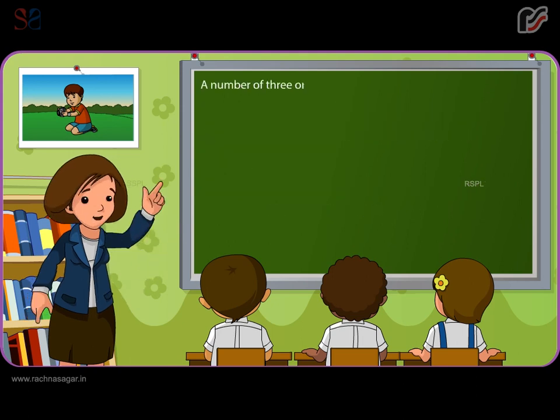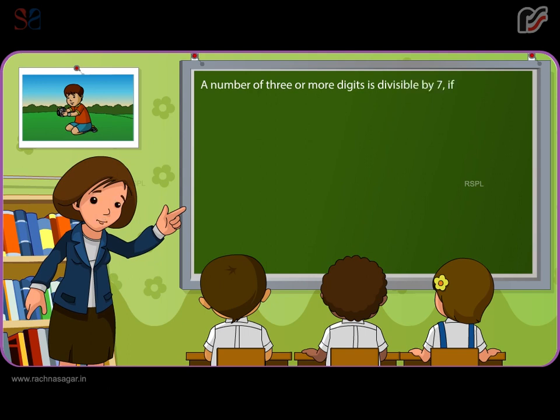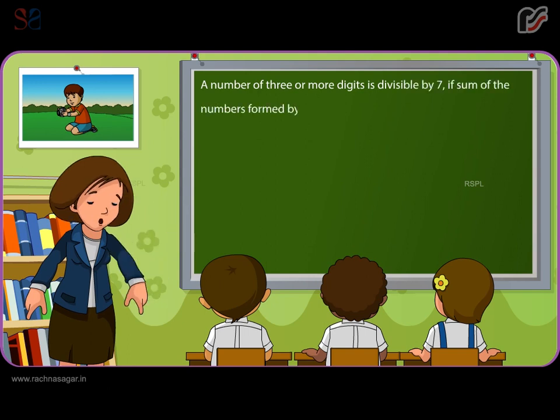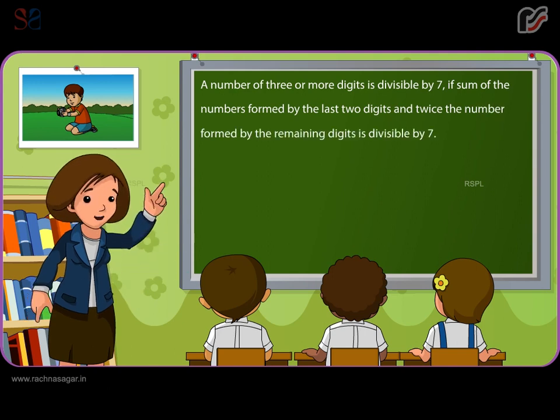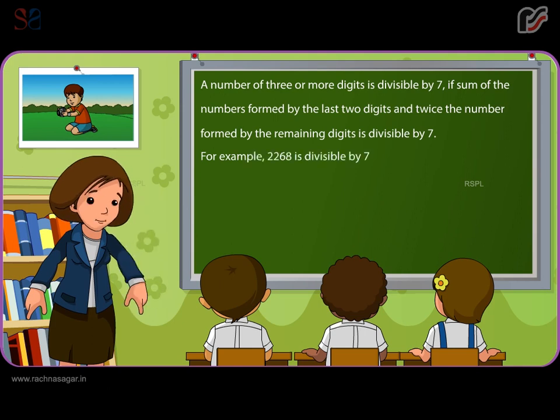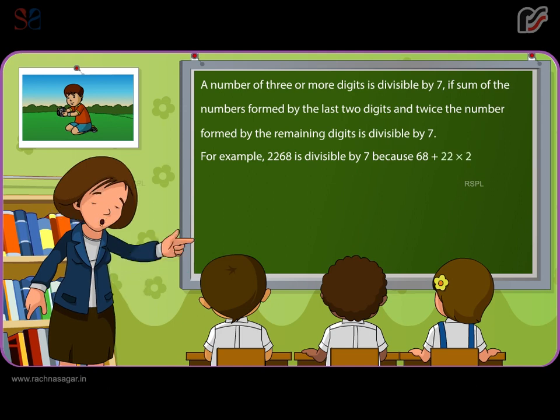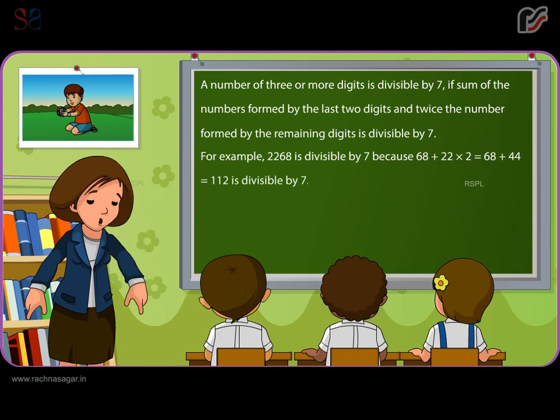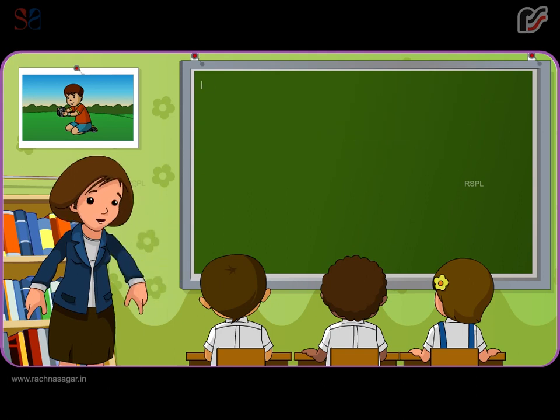A number of 3 or more digits is divisible by 7 if the sum of the number formed by the last two digits and twice the number formed by the remaining digits is divisible by 7. For example, 2268 is divisible by 7 because 68 plus 22 multiplied by 2 is equal to 68 plus 44 is equal to 112. 112 is divisible by 7.